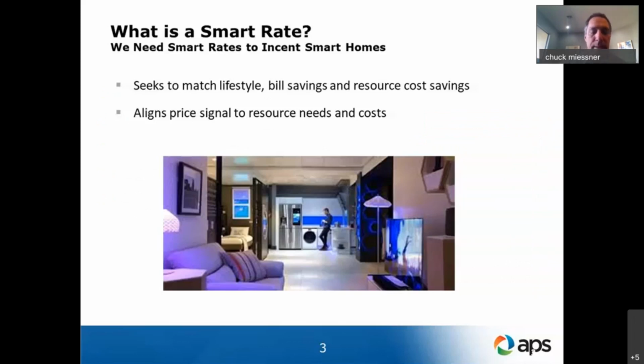So Debbie talked a little bit about this in her opening comments. We all talk about smart homes, with smart end uses and appliances that are integrated with the distribution grid. It's a vision of a lot of folks these days of how things are going to go in the future, with appliances that respond to grid conditions and actually provide capacity and energy to the grid, maybe even ancillary services at some point. At APS, we've realized that you really need smart rates to incent a smart house. A smart house is really useless unless you have the right price signals to incent the usage at the right times. So what is a smart rate? A smart rate seeks, in my opinion, to match lifestyle, bill savings, and resource cost savings. It also aligns the price signal with resource costs and needs.